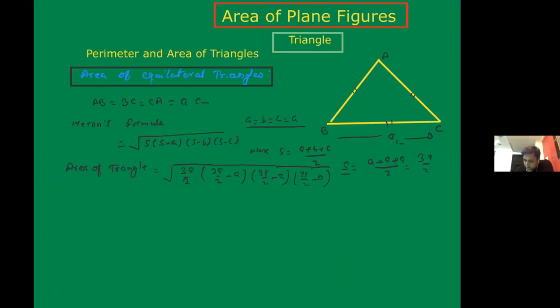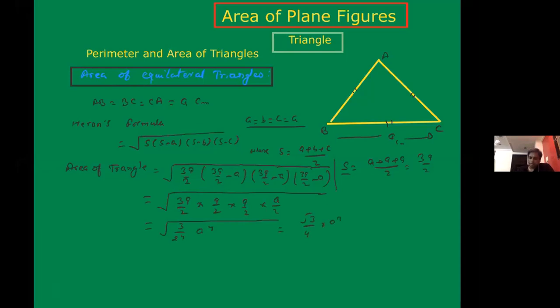Now we will calculate this. I will further calculate. It will be the square root of 3A by 2, and this will be (3A minus 2A) by 2, so it will be A by 2. Similarly, this will be A by 2, and this will be A by 2. So here we can write 3 by 2 to the power 4, A to the power 4. So we can find root 3 over the square root of 4, into A square.